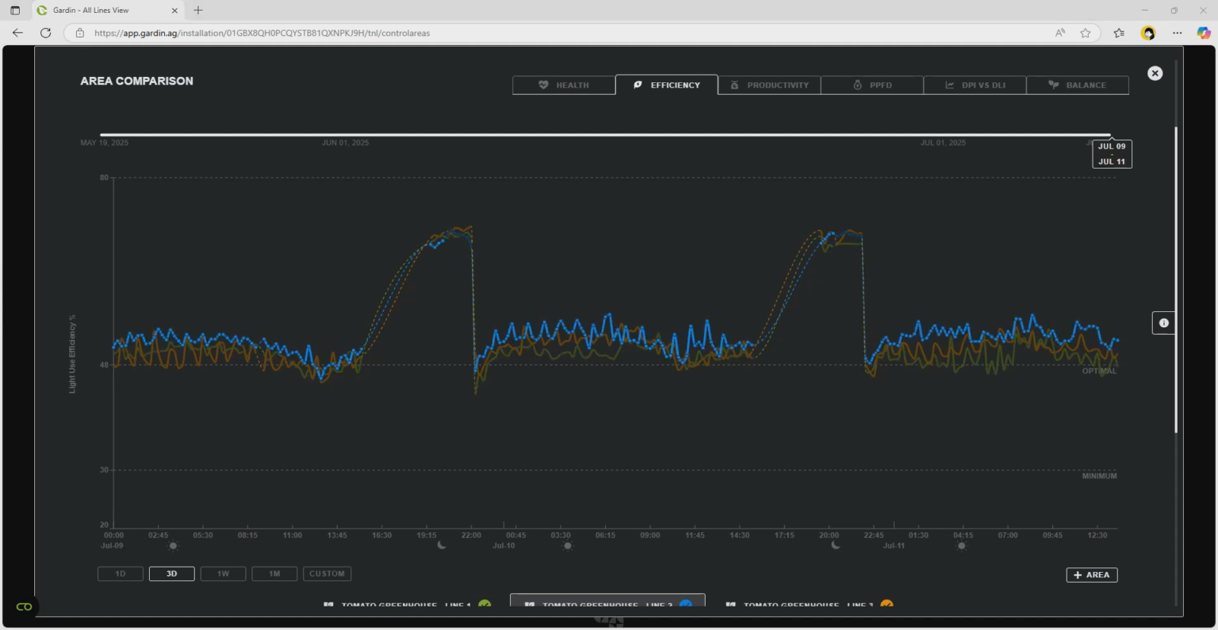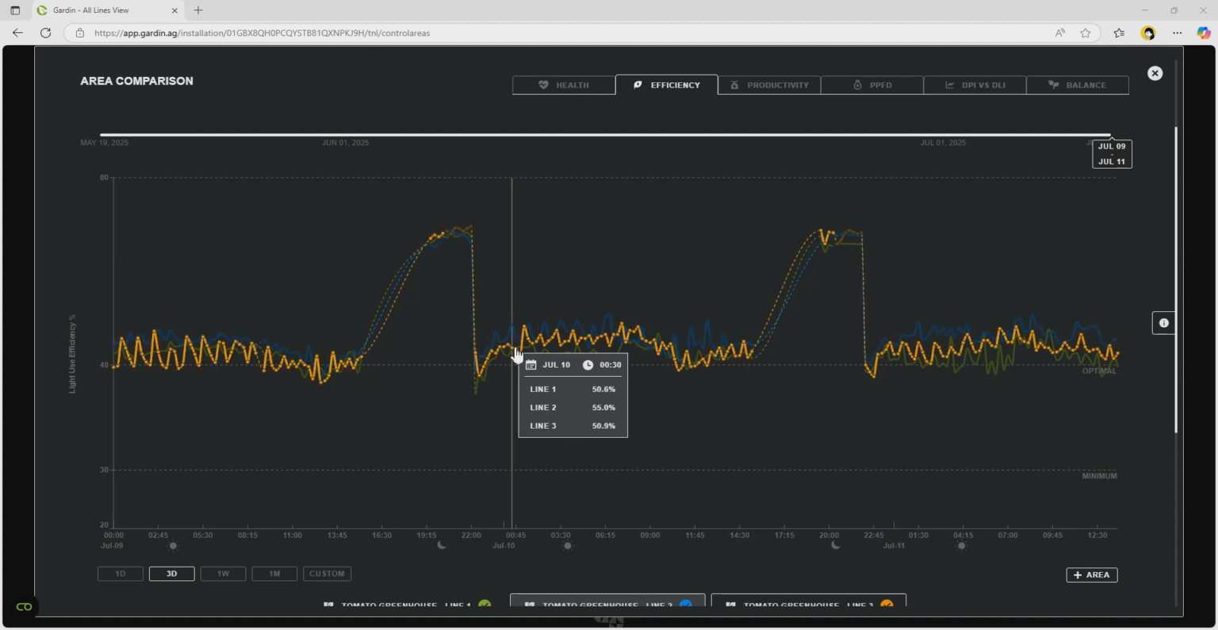If I want to compare the lines, I can easily click on one and highlight its efficiency over the last 3 days, which has nicely been tracking the optimal line, so the light intensity looks good. When you hover over the graph, you'll see that every line consists of dots. These dots represent averages of at least 10 measurements. A measurement takes 30 seconds, so 10 in 5 minutes and 30 in 15 minutes. Let's look at other metrics to gauge how the plant is doing.